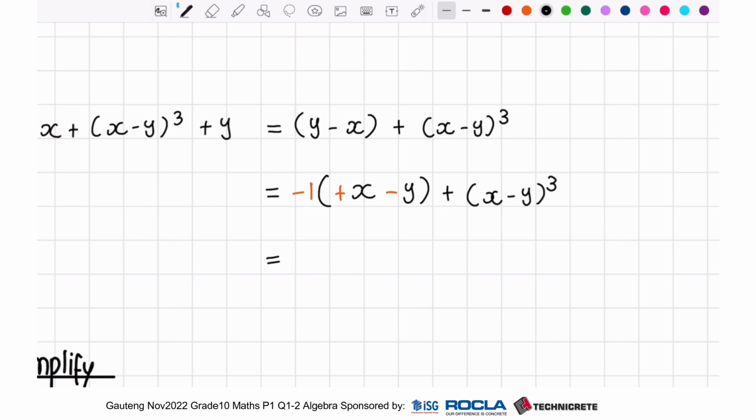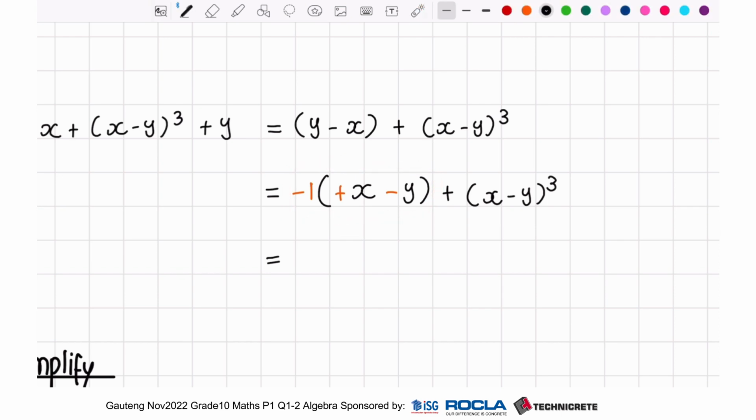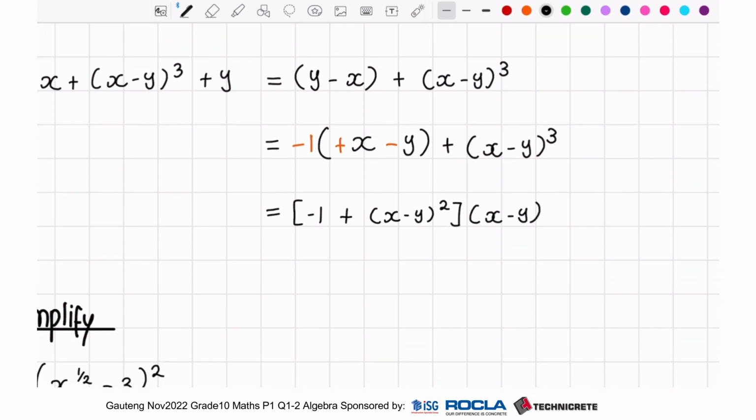So from the first term, this one, when I take out my common factor of x minus y, the bracket x minus y, I'm left with a negative 1. And from the second one, when I take out my common factor of x minus y, I am just left with x minus y squared, because I had cubed before. And that's a positive x minus y squared. And I've taken out this common factor, x minus y. Now I'm just going to rearrange this bracket in the first bracket.